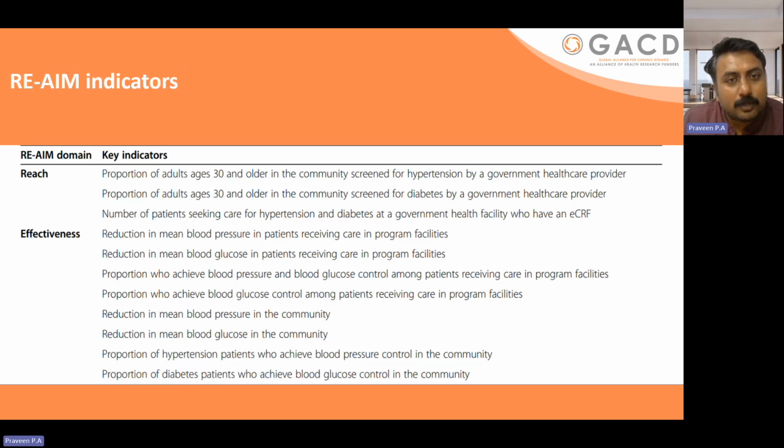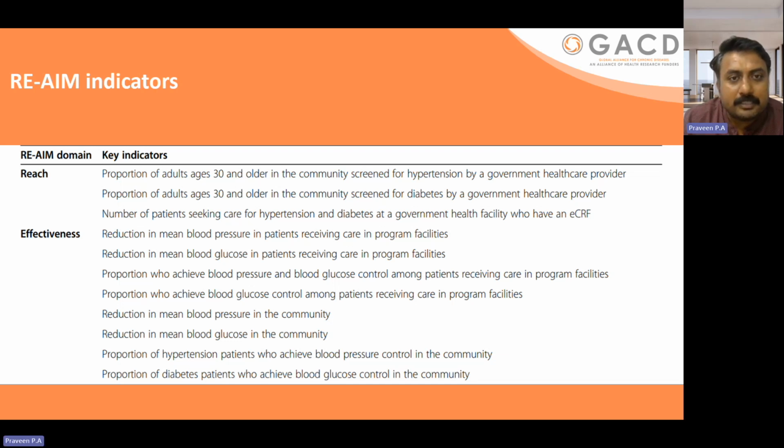The investigators also came up with a set of indicators by following the REAM domains. For the REACH component, the key indicators were the proportion of adults in the community screened for hypertension and diabetes, and the number of patients who are seeking care for hypertension and diabetes at each level of the facility.